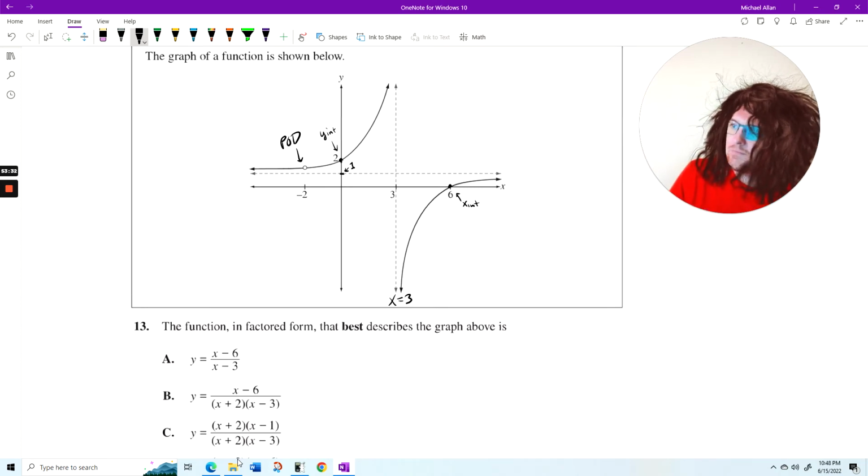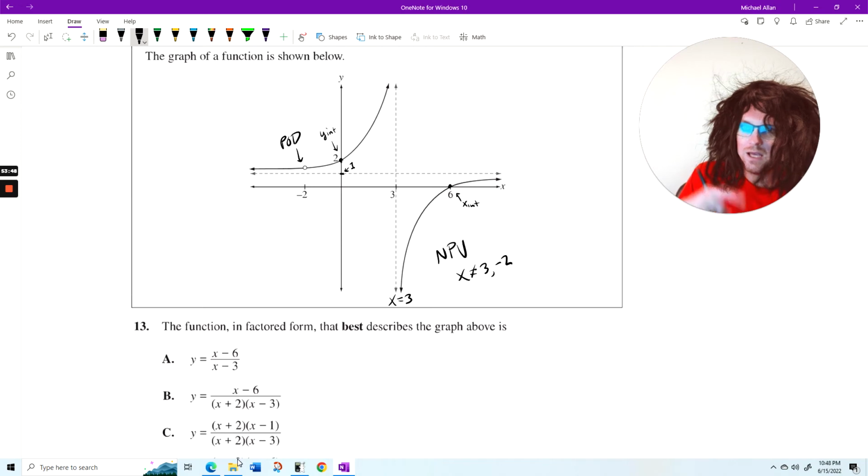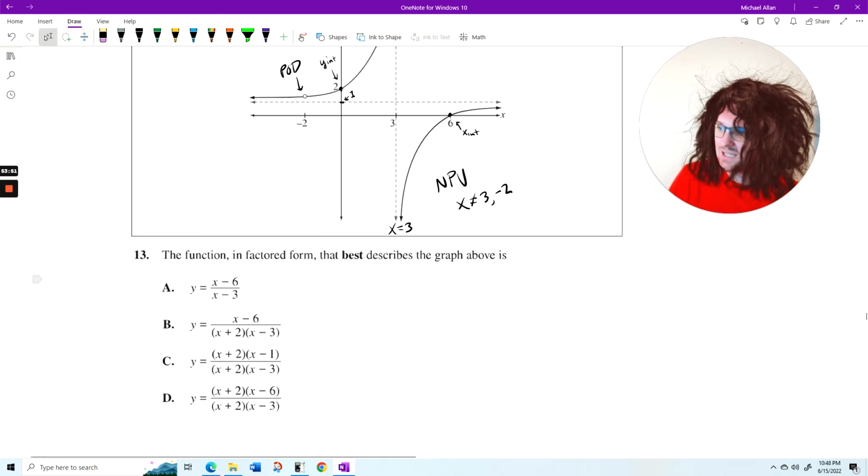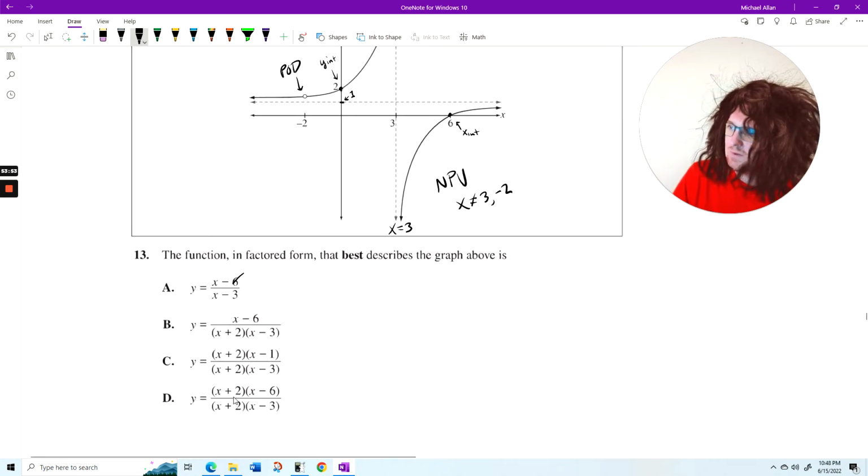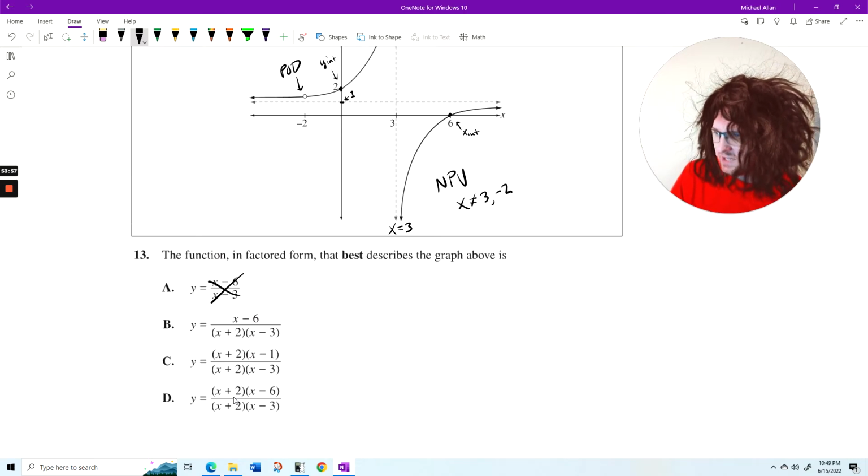Now, it has a POD and a vertical asymptote. Because it has those two things, these two POD, that means it has two non-permissible values. X cannot be 3 and negative 2. And because it has two non-permissible values, it means it has to have two factors in the denominator. So I'm going to cross this one off. There's just not enough down there. And you've got to make sure the factors match up. Okay, the factors match up for all the other ones.